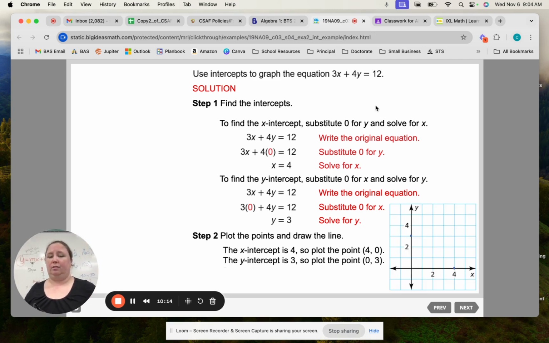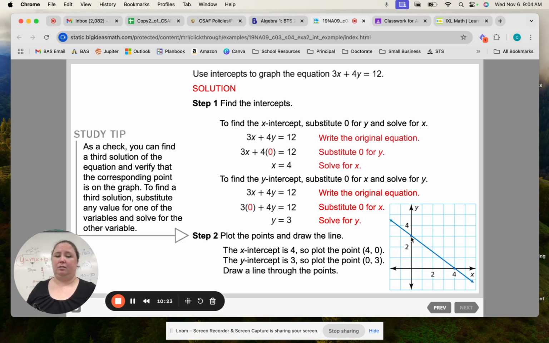So here's your 2 dots. They're super tiny right here. So on the x line, we went over to 4 and put a dot. On the y line, we went up to 3 and put a dot. And then you connect them to have your line.